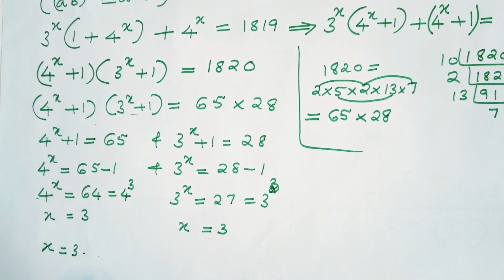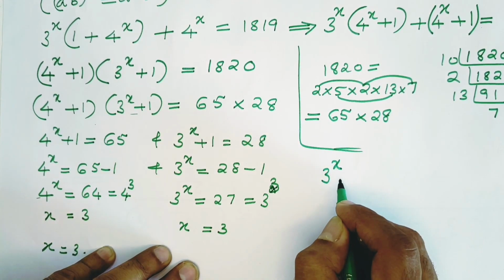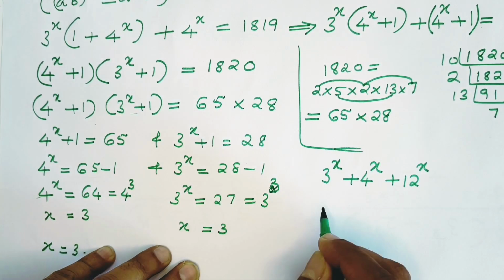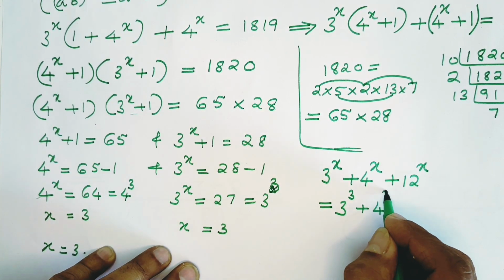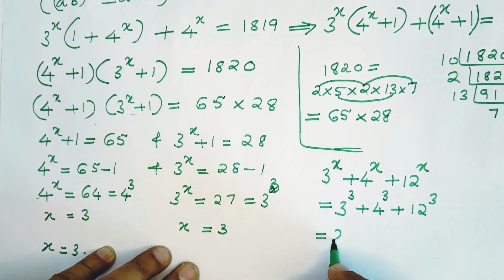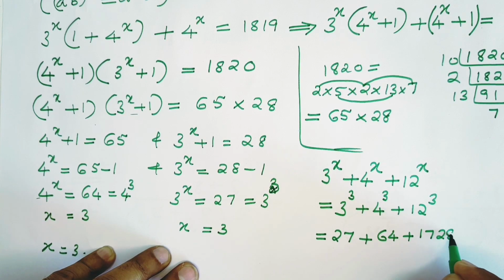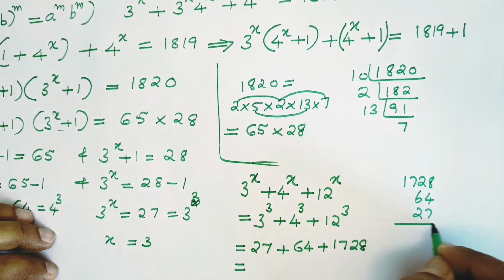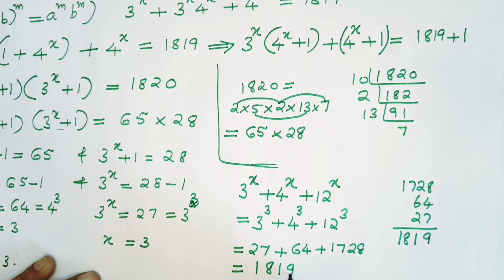Now let me verify whether this solution is correct. For that, let me rewrite the left side of the equation, which is 3 to the power of x plus 4 to the power of x plus 12 to the power of x. This equals, putting x equal to 3, 3 to the power of 3 plus 4 to the power of 3 plus 12 to the power of 3. This is 27, 64. 12 to the power of 3 is 1728. Now, let me add these numbers: 1728, 64, 27. This is 1819. And 1819 was the right side of the equation. So the solution we got is correct.